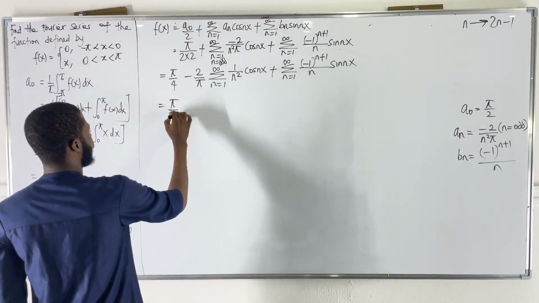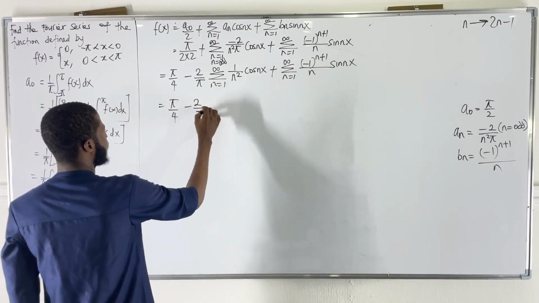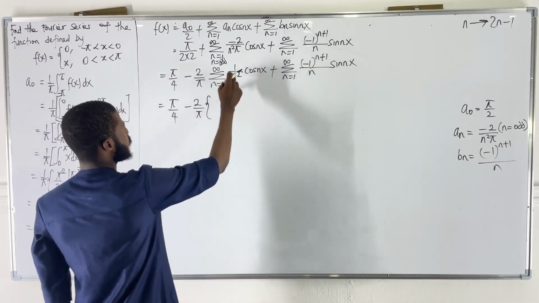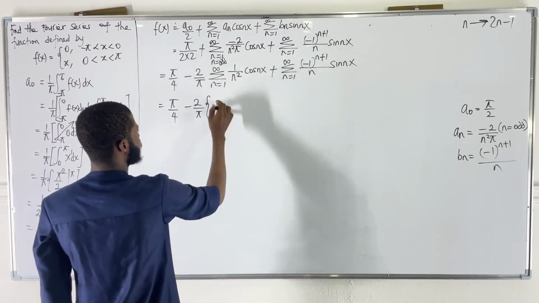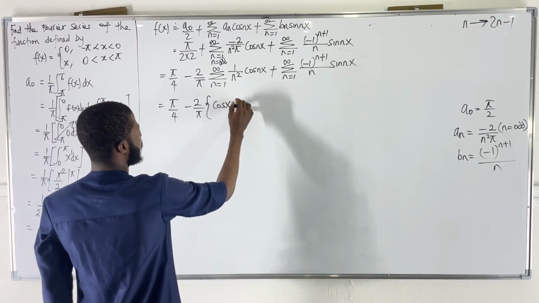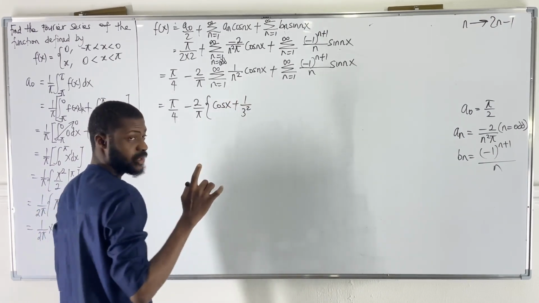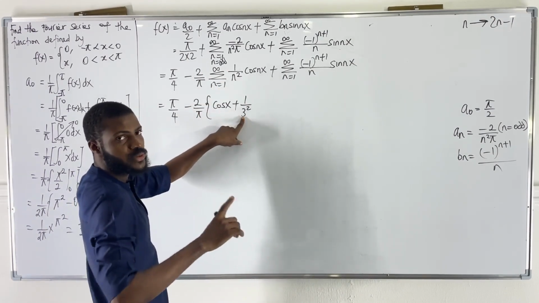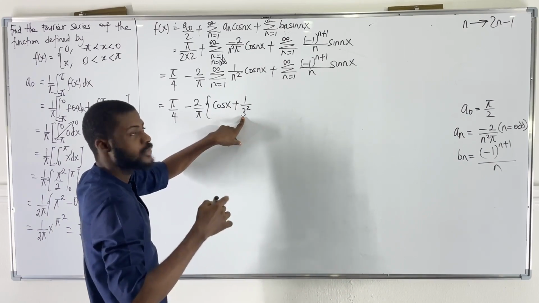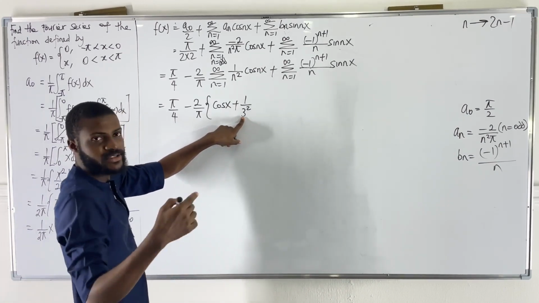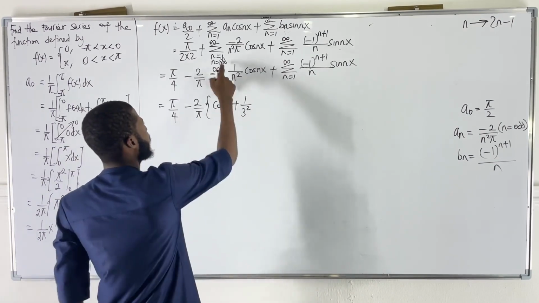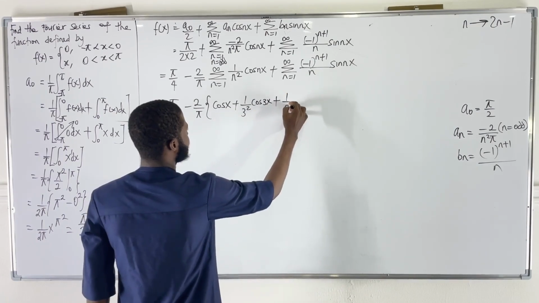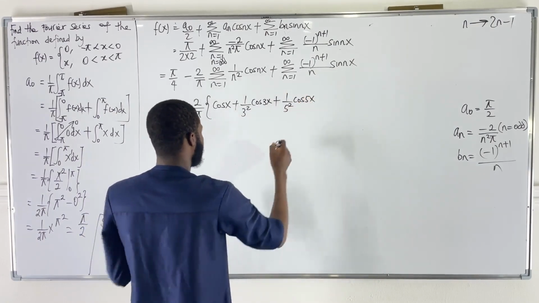So this will be pi over 4 minus 2 over pi. Now some harmonics here. Let n equal to 1. So this will be 1 over 1 cos 1x, which is just cos x. Next will be plus 1 over 3 squared cos 3x. You can see that after n equal to 1, I went to n equal to 3. I did not go to n equal to 2, because when it's 2 it's going to be 0, since we're only picking the odd values. And then plus 1 over 5 squared cos 5x.